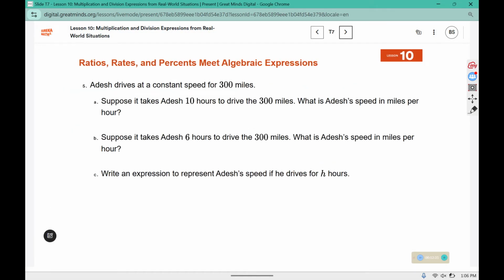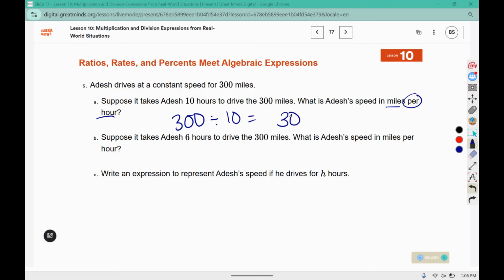Adash drives at a constant speed for 300 miles. A, suppose it takes Adash 10 hours to drive the 300 miles. What is Adash's speed in miles per hour? Well, miles per hour says we divide the miles, 300, by the hours, which is 10. So he goes 30 miles per hour.